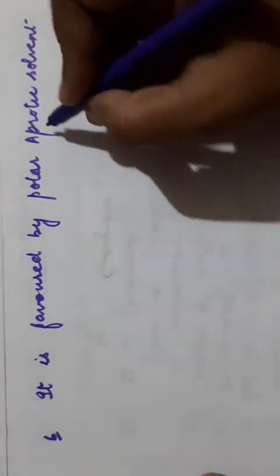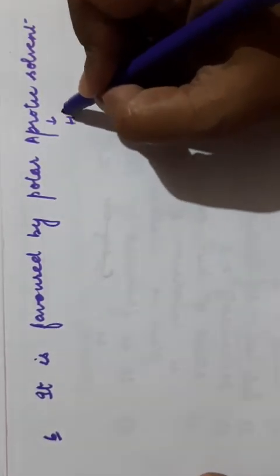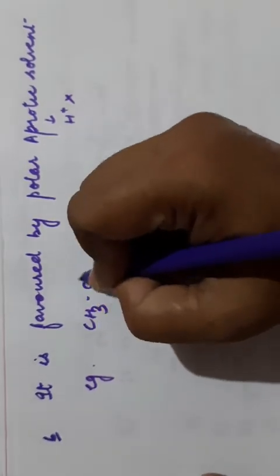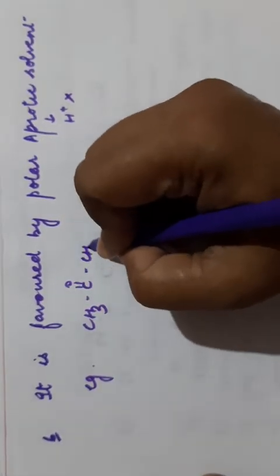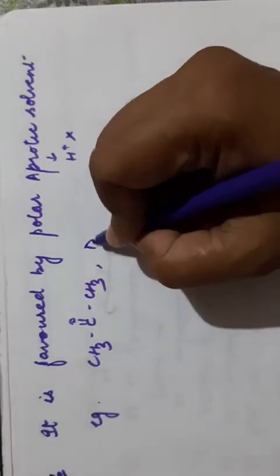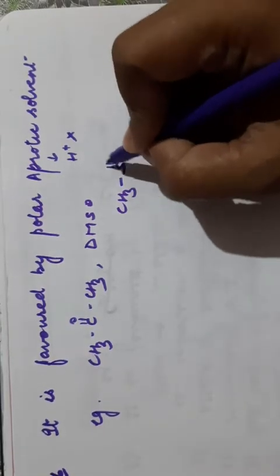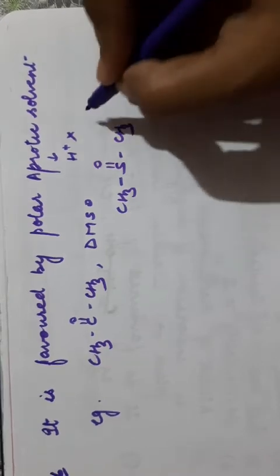Aprotic solvents are those which do not release protons. Clear? Examples are acetone. Acetone cannot release its proton. CH3COCH3 does not have acidic hydrogen in it. Then dimethyl sulfoxide. Dimethyl sulfoxide is CH3, and in place of CO you are putting SO. So this is dimethyl sulfoxide.